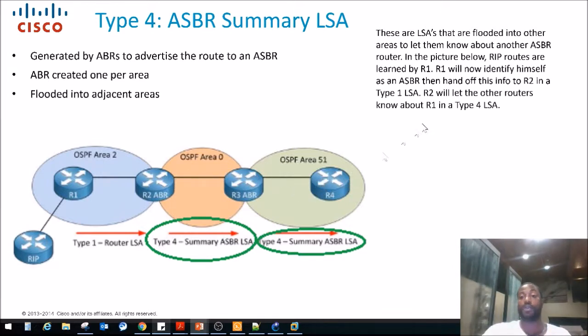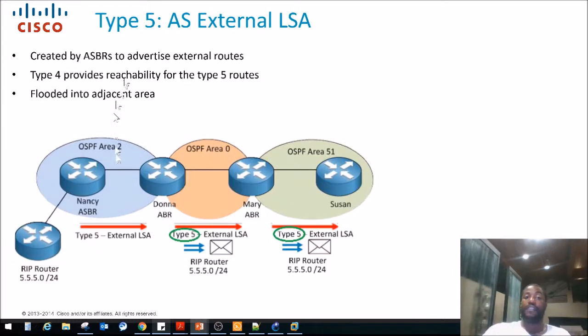It doesn't give you the routes. See, it says here in the picture below, RIP routes are learned by Router 1. Router 1 would now identify himself as an ASBR, then hand this info off to Router 2 in the Type 1 LSA. Router 2 will let the other routers know about Router 1. So he just learns about the route. He just learned about the ASBR, Router 1. And then Type 5 actually gives them the routes, right? That's why it says here AS, or Autonomous System, External LSA.